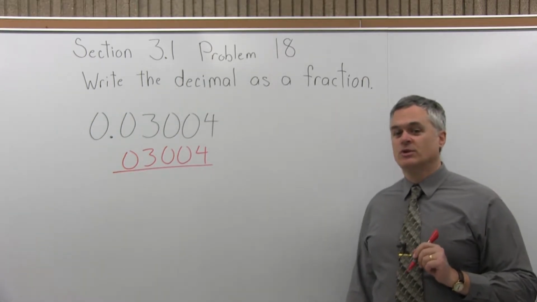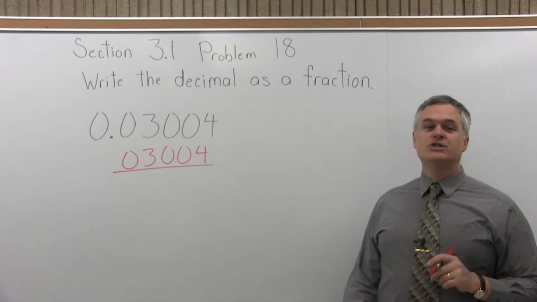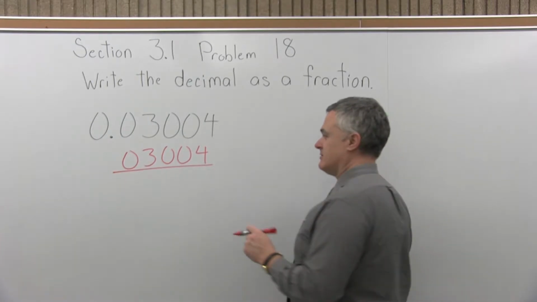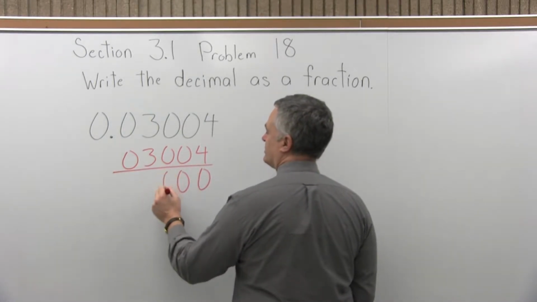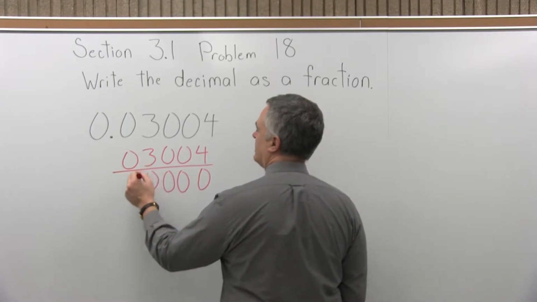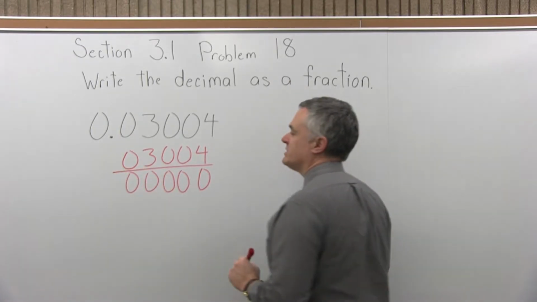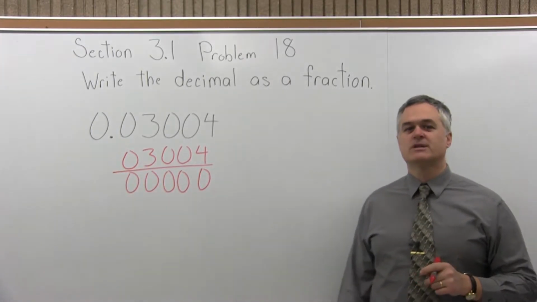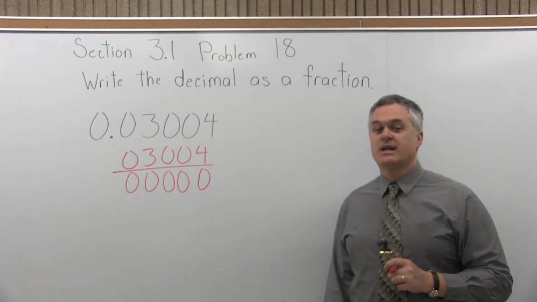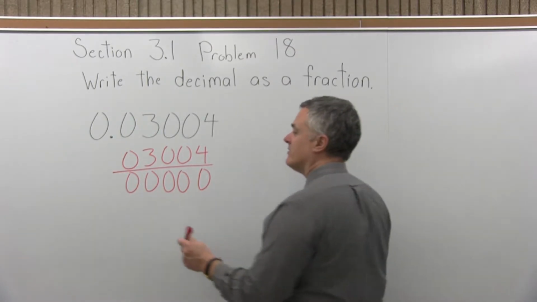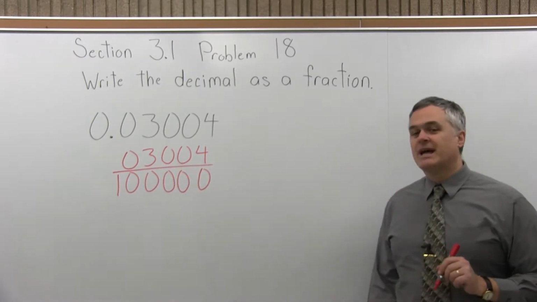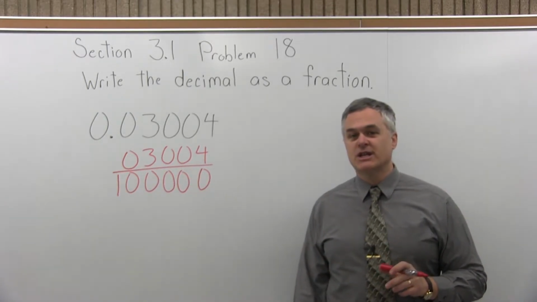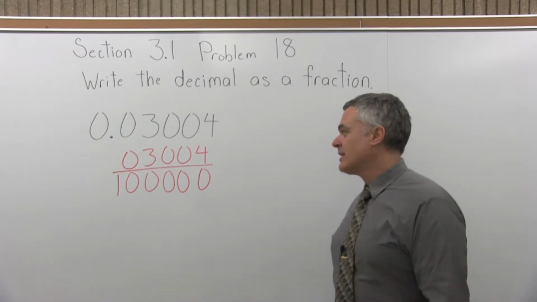Step 2, put a 0 under each digit that's in the numerator. So I put a 0 under the 4, a 0 under these two zeros, a 0 under the 3, and a 0 under the first 0. Each digit in the numerator has a 0 under it. Step 3, put a 1 in front of the bottom zeros.